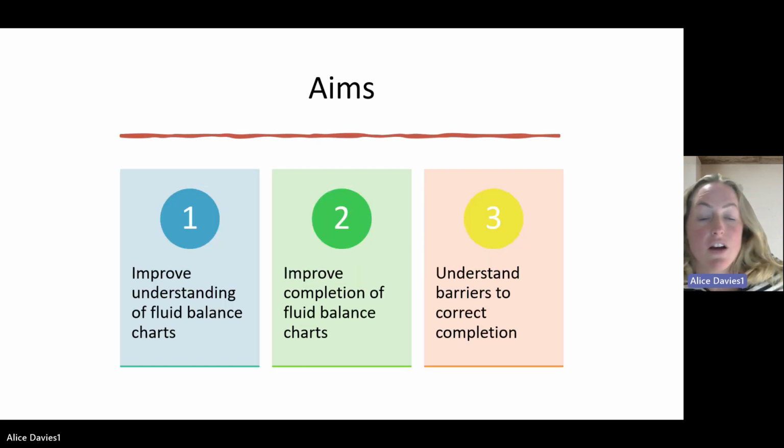So the aims of the session are to improve our understanding of fluid balance charts, improve our completion of fluid balance charts, and understand the barriers to correct completion.